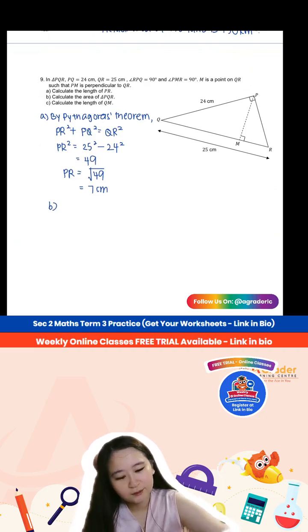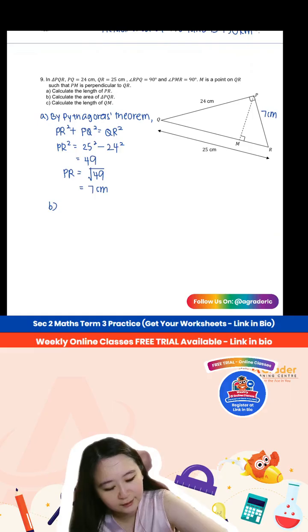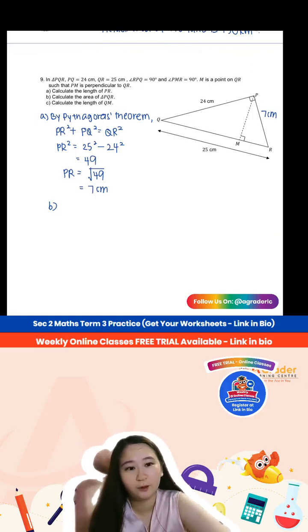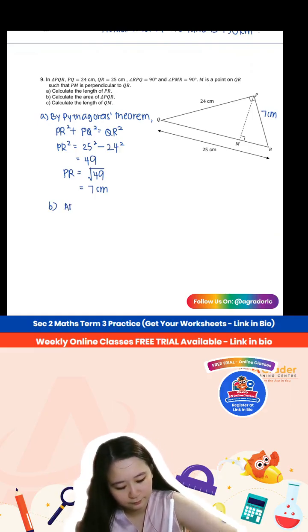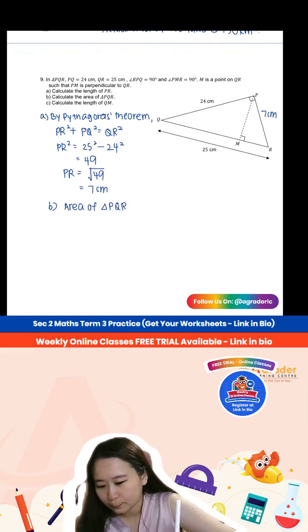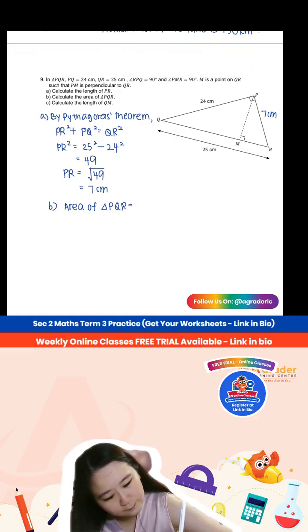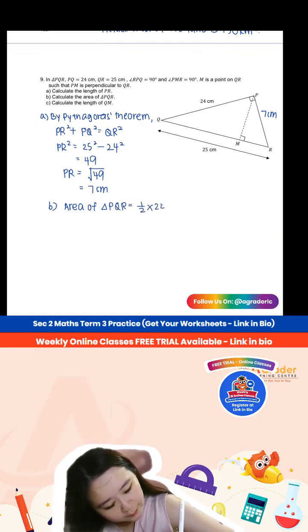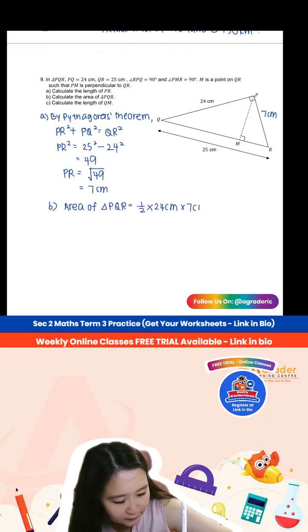Part B. So with that, we can find the area of triangle PQR. Half times base times height.